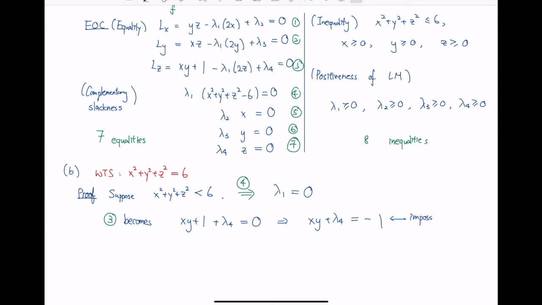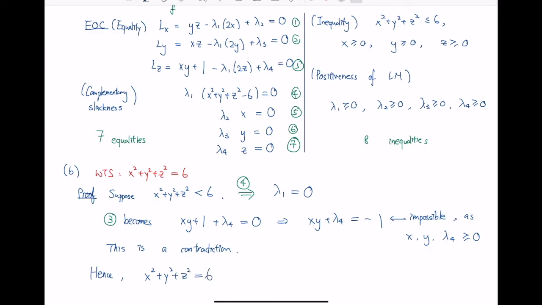Impossible, because x, y, and lambda 4 are all greater than or equal to 0. So this is a contradiction. So it's impossible that x squared plus y squared plus z squared is strictly less than 6. And because I know that x squared plus y squared plus z squared is less than or equal to 6, the strict inequality cannot hold, so equality must hold. So hence, x squared plus y squared plus z squared equals 6.